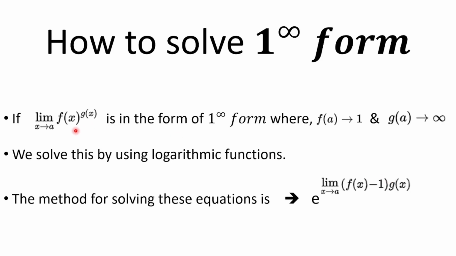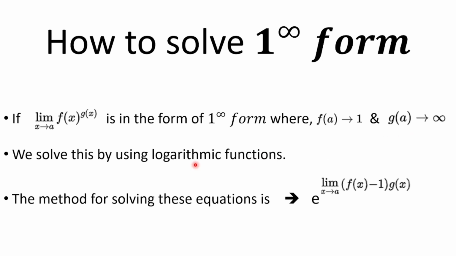Today we're going to discuss a concept from limits. We're going to discuss how to solve the indeterminate form of 1 power infinity. Let us look at how to solve it. If, as x tends to a, f of x power g of x is in the form of 1 power infinity, where f of x tends to 1 and g of x tends to infinity.